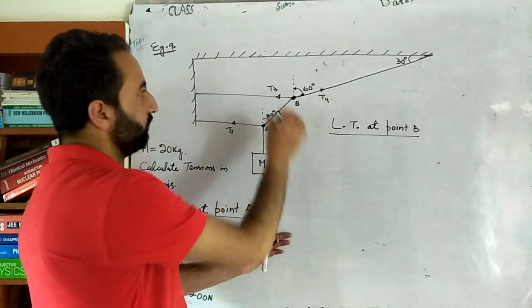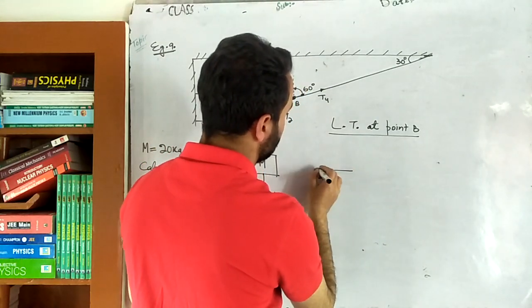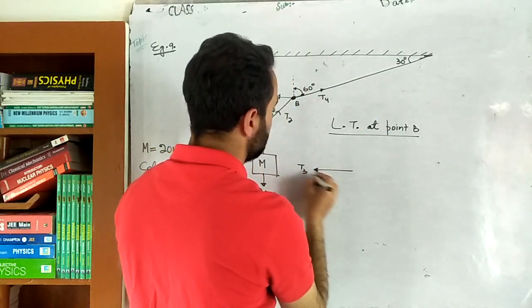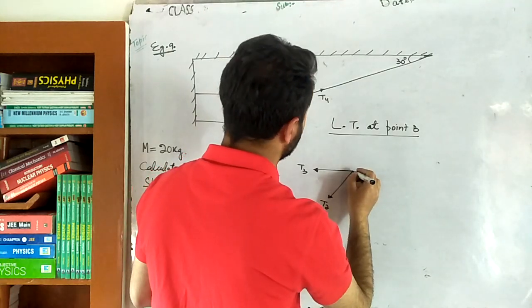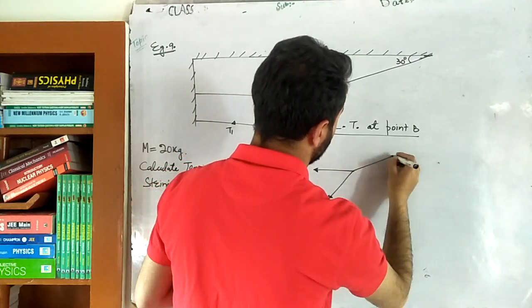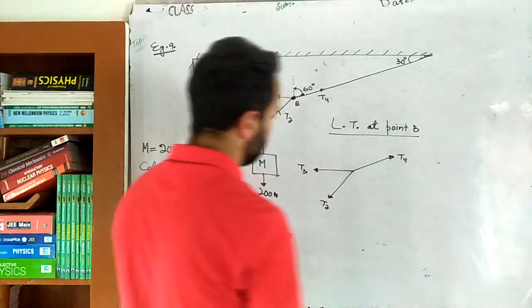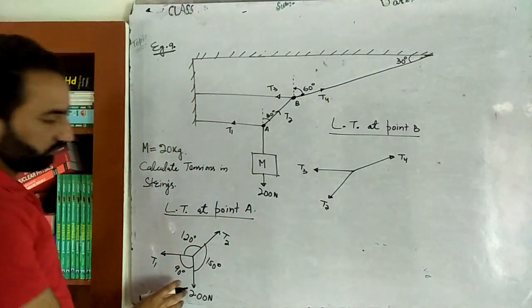Lami's theorem at point B. Again, I will construct a free body diagram, and the free body diagram is like this. This is T3, and this here T2, and along this direction there is T4. So from here you can calculate the value of T2.